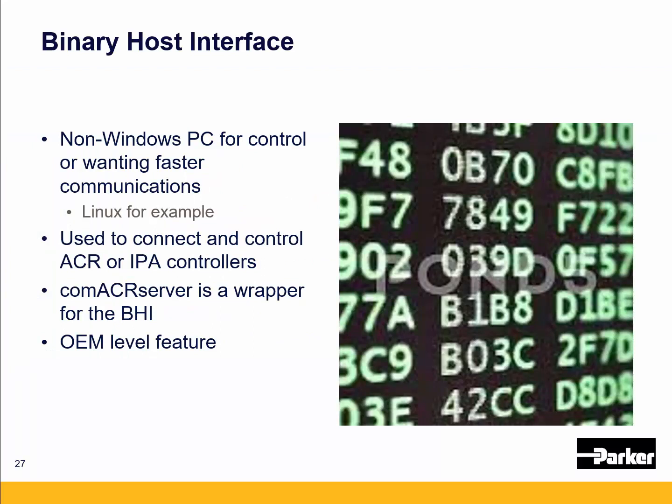For OEMs using non-Windows computers such as Linux, or if users wanted even faster communications than using the comACRserver, the binary host interface is available. The comACRserver is a wrapper for the binary host interface, so it's not something separate. It's already internal to the comACRserver. Users can use the binary host interface directly, and we have a sample and write-up in the ACR Programmer's Guide. So for non-Windows PC-centric machines, we have a solution there too.